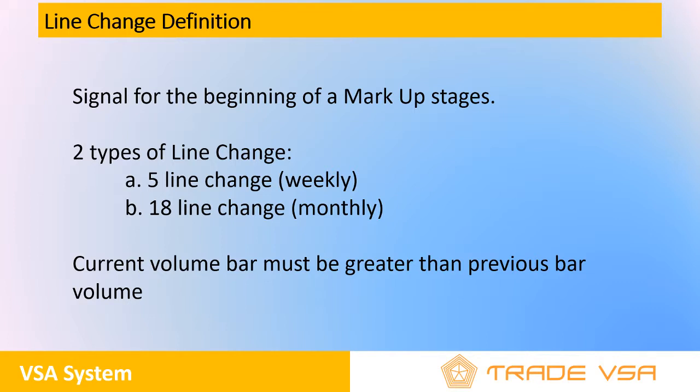One is the 5-day line change and the other is the 18-day line change. Sometimes the 5-day line change we call weekly line change, and the 18-day line change is so-called monthly line change, because it breaks above the 18 bars. The current volume bar usually is greater than the previous volume, which means that during the breakout we have to see higher volume from the smart money to confirm there is the move from the accumulation stage to markup stage.